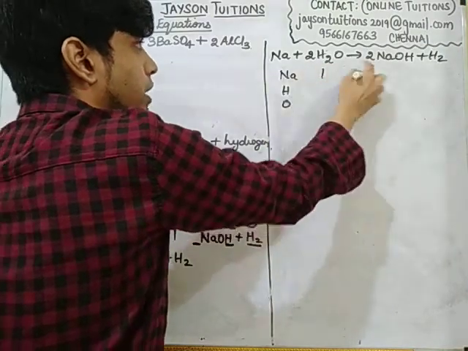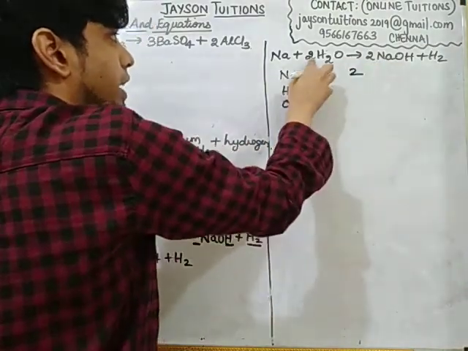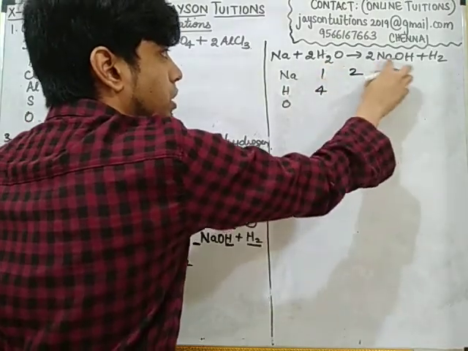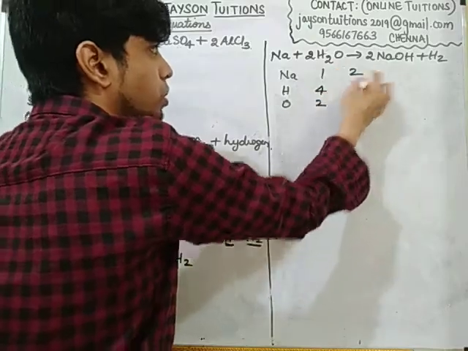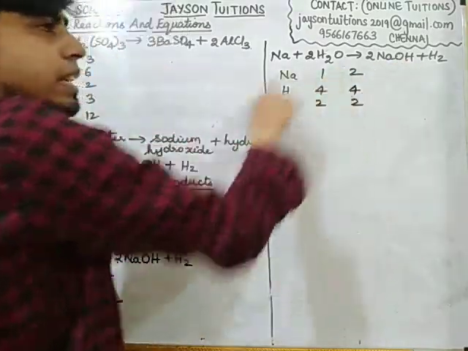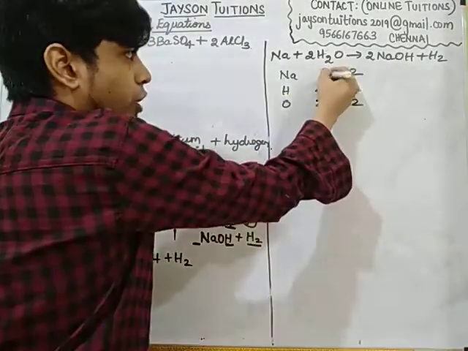So check again. Na here it is 1. Here 2 ones are 2. Hydrogen 2 2s are 4. Here 2 ones are 2 plus 2, 4. Oxygen 2 ones are 2, 2 ones are 2. So only this is remaining. It is easy, into 2.